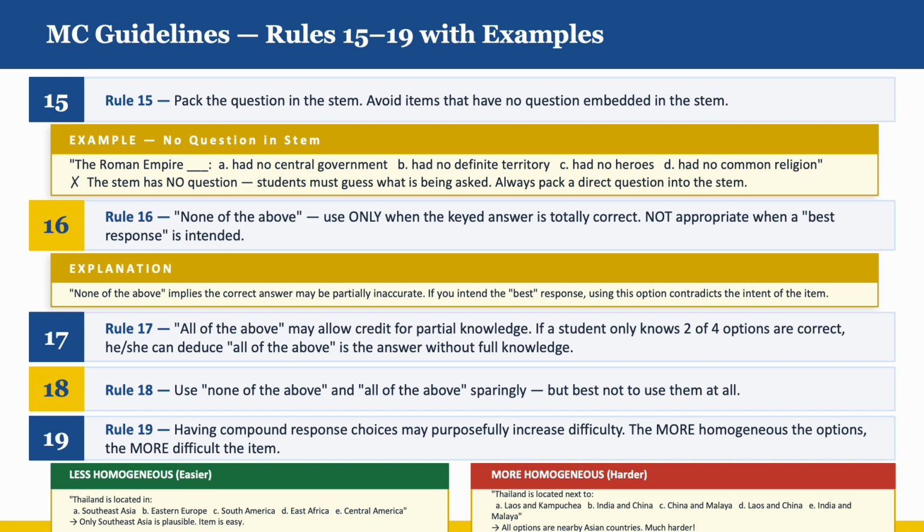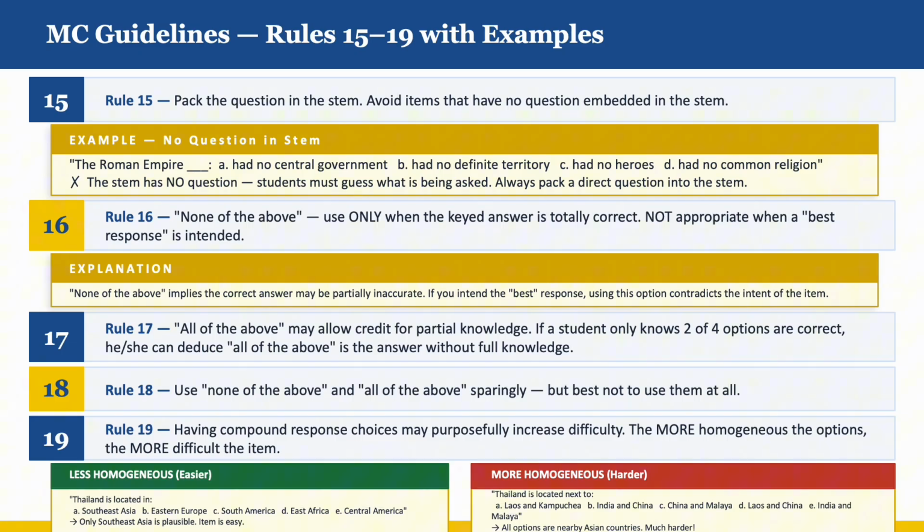So, rule number 19. Having compound response choices may purposely increase difficulty. The more homogeneous the options, the more difficult the item. Again, the more homogeneous your options, the harder the item. So, compare this to an easy version, where the options for where is Thailand include Southeast Asia, Eastern Europe, South America. Only one is plausible.